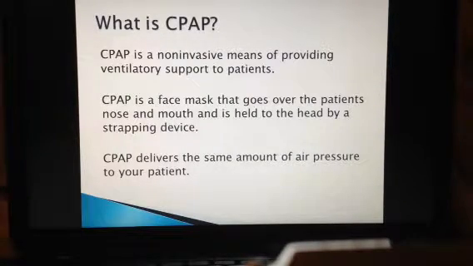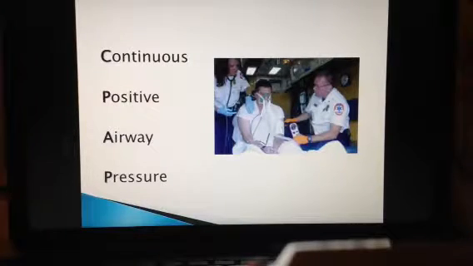What is CPAP? CPAP is a non-invasive means of providing ventilatory support to patients. CPAP is a face mask that goes over the patient's nose and mouth and is held to the head by a strapping device. CPAP delivers the same amount of air pressure to your patient constantly. So then if we go back, there's the picture, and you can see the strapping device kind of like above his ears and then around his mouth there, and then the face mask over his nose and mouth.